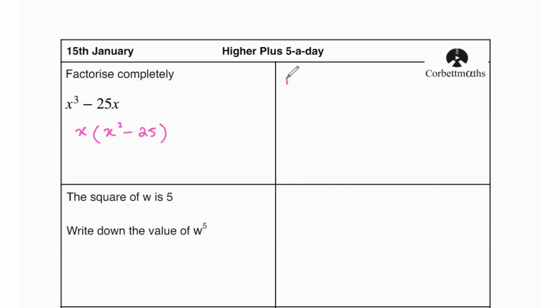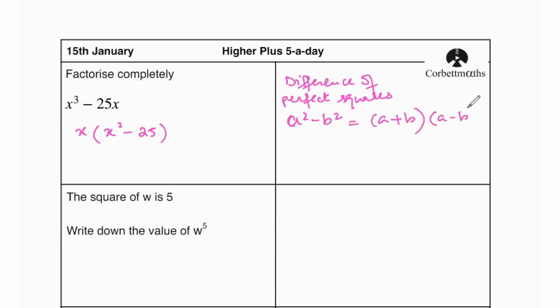Now, if you remember difference of perfect squares, that says a square minus b square equals a plus b times a minus b. As you can see, x is being squared and 25 is 5 squared. So x squared minus 5 squared is a difference of perfect squares. So this can be rewritten as x minus 5 times x plus 5. This is your fully factorized answer.